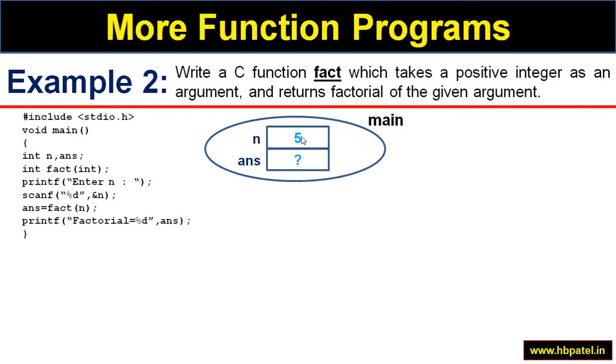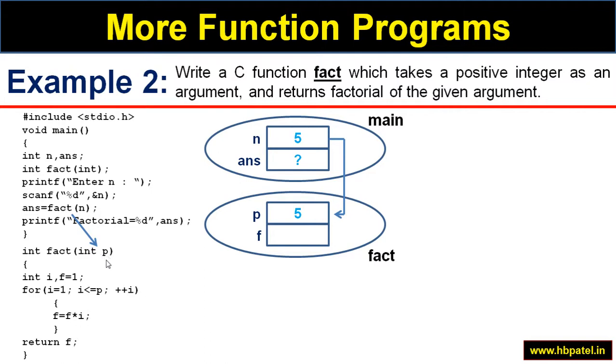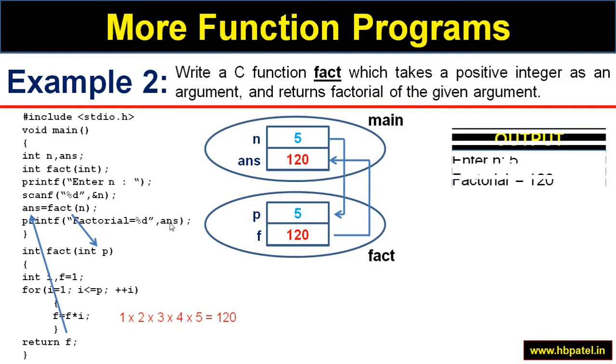So in main we have two variables, n and answer. n is 5, answer is to be computed. In the factorial function, first n is copied into p, and then I repeat the loop p times, and I'm multiplying f into i. So 1 multiplied by 2 multiplied by 3 multiplied by 4 multiplied by 5. The answer is 120 in f, and that answer is returned. So return f, that goes to answer, and when I print answer, it will give me factorial equal to 120.